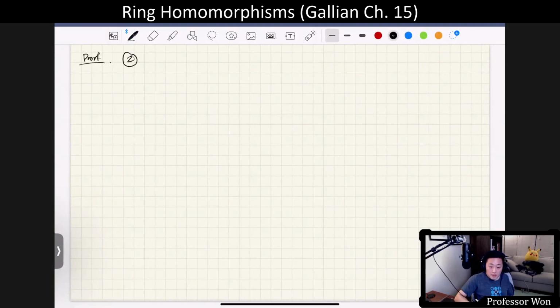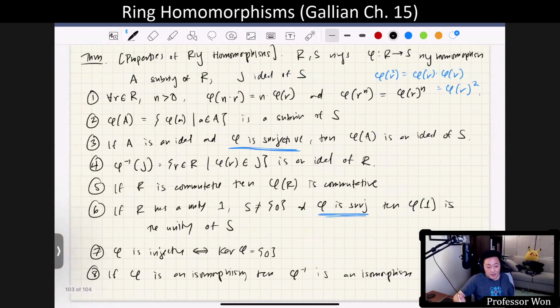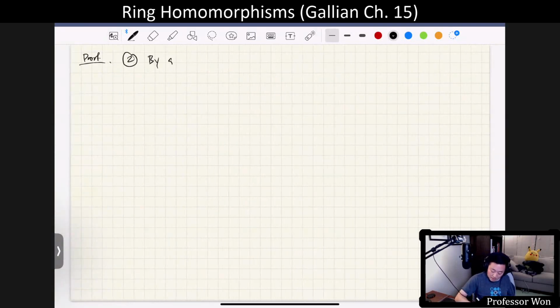Okay, so 2, why is the homomorphic image of a subring a subring? Now, first of all, if A is a subring, that just means that it's an additive subgroup which is closed under multiplication. Phi is a homomorphism of the underlying additive groups. A is an additive subgroup. That means that phi of A is certainly an additive subgroup of S. Right, so by group theory, phi of A is a subgroup of S.